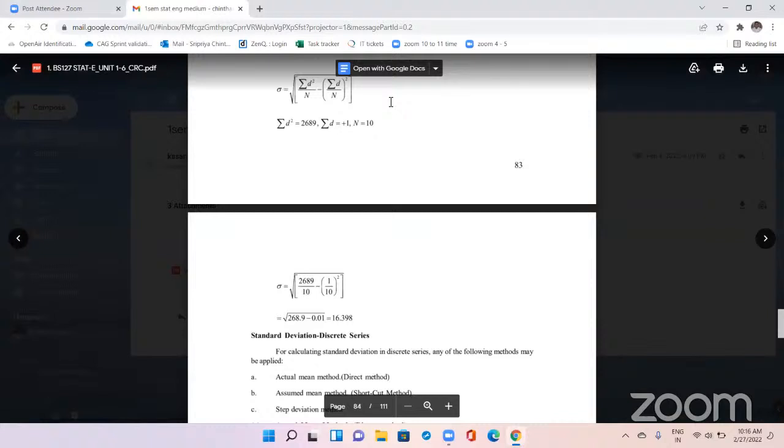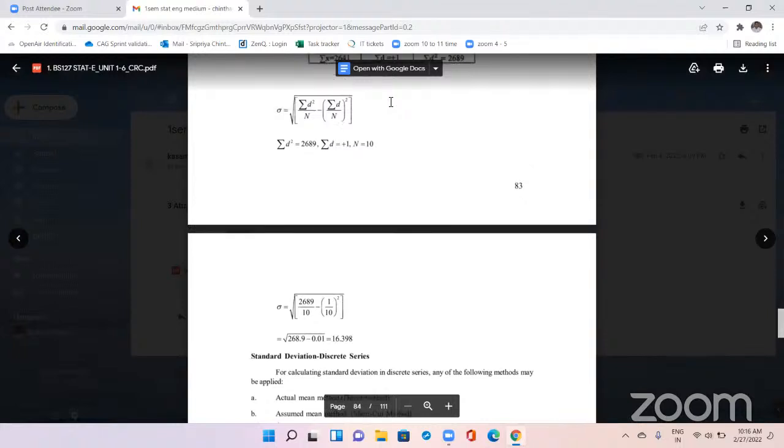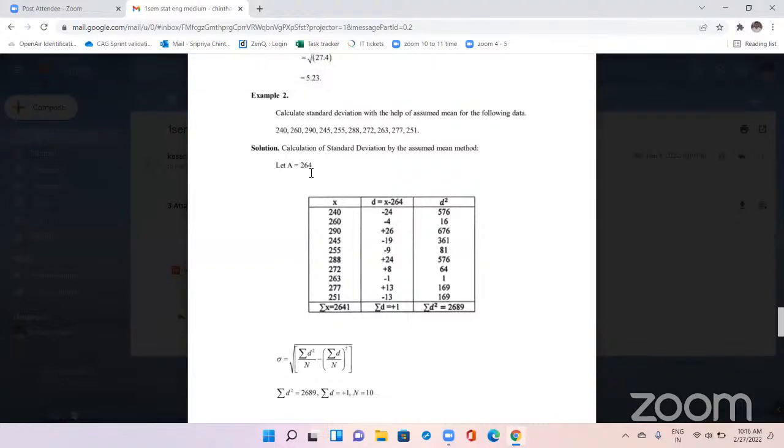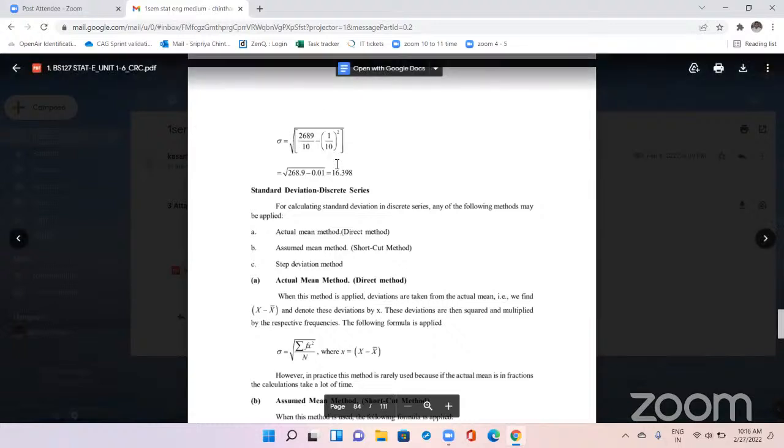So can you explain what is A? Why do we take A is equal to 264? Any number you can take. Here the writer has taken 264. You can take 260, you can take 20, you can take 40, you can take 70, you can take 5. Any value you take, the ultimate answer will be 16.398, definitely.